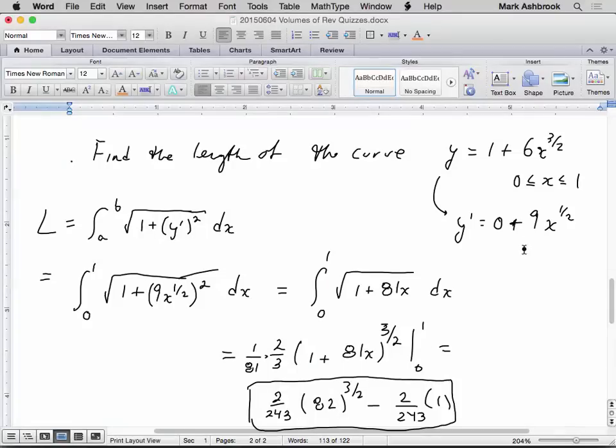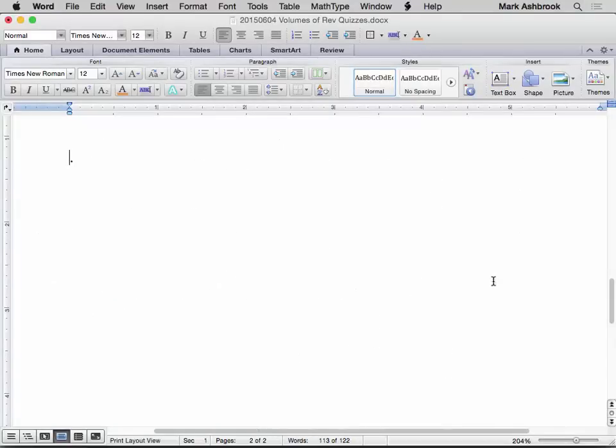Okay, any questions? All right, so let's do something a little more challenging and actually slightly more interesting. What we want to do now is use this to derive the circumference formula for a circle. We'll use this arc length formula to derive the circumference of a circle. So first, let's put our circle on here.